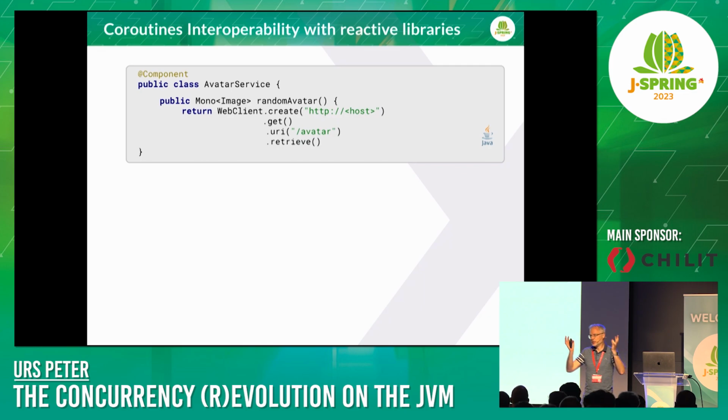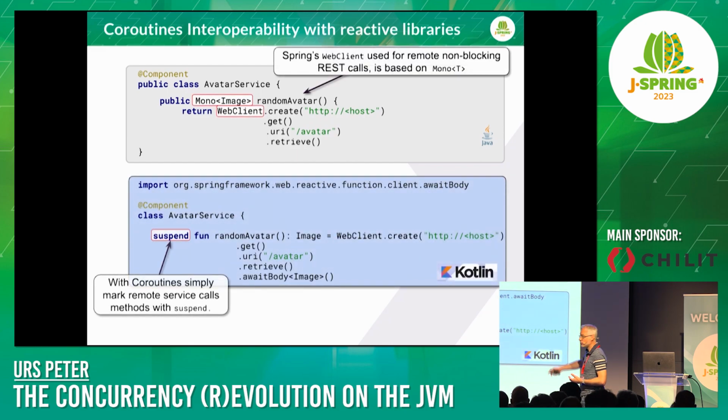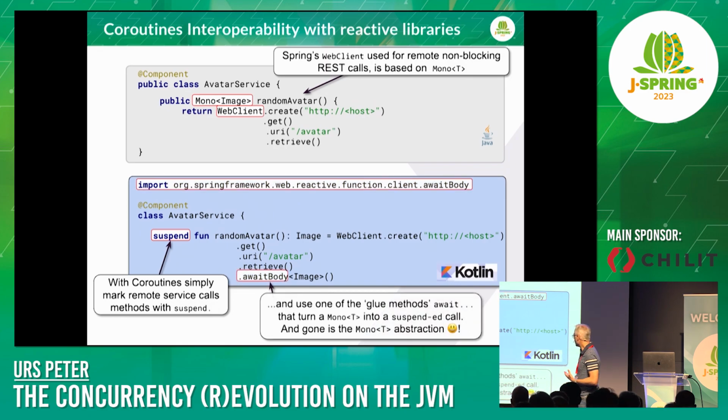Okay, you might think so far so good. These coroutines are kind of a separate world, but sometimes you have to interact with some reactive framework or asynchronous library. How does this work? Well, quite simple. If I want to rewrite this code into coroutines, the only thing I have to do is the following. I mark my method suspend. I use one of these extension methods of Kotlin, which lifts my Mono into a coroutine. That's the only thing I have to do to get rid of the Mono abstraction.